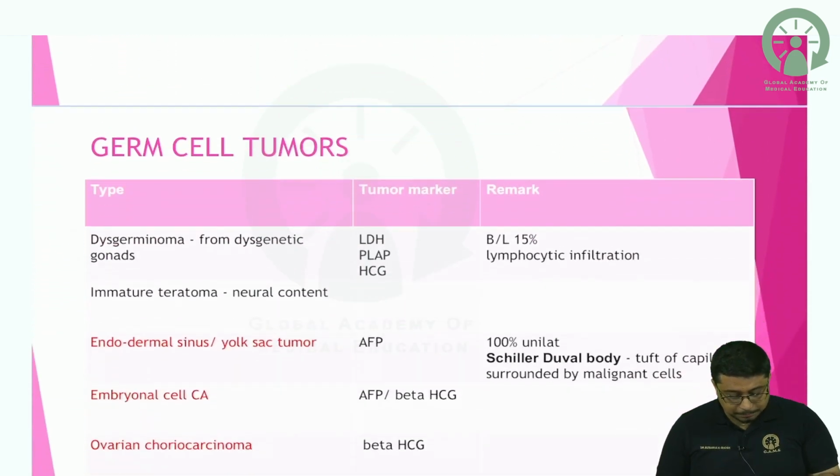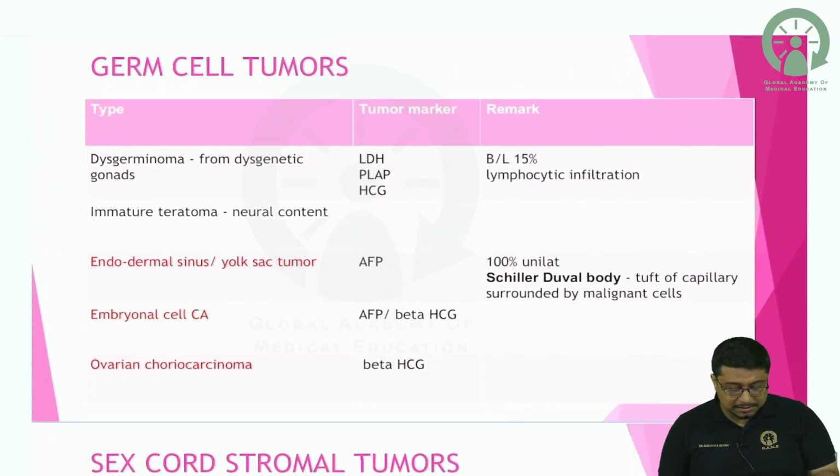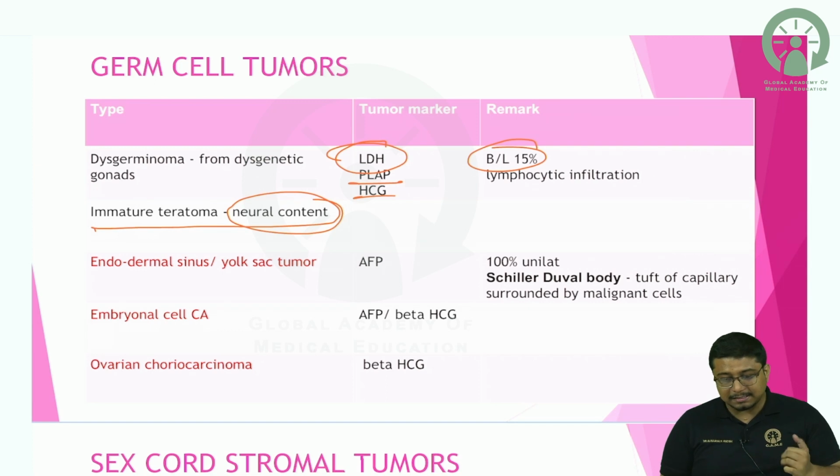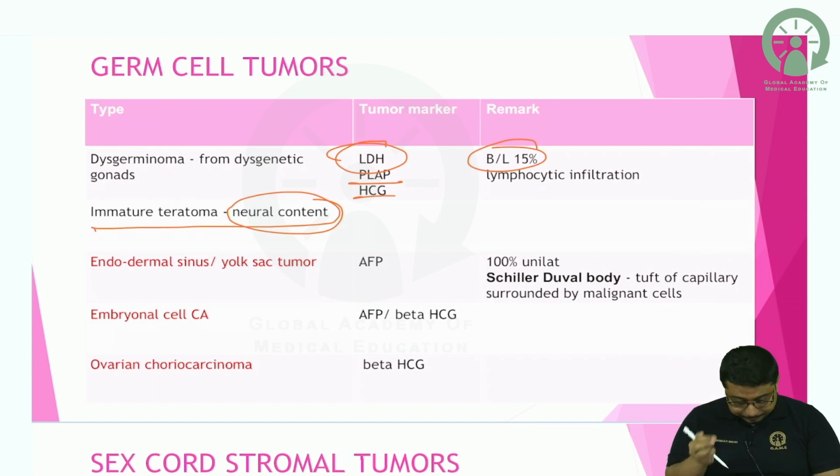malignant transformation. Coming to the other germ cell tumors, dysgerminoma happens from dysgenetic gonads. The marker is mainly LDH, also PLAP and HCG. Remember, 15% of these lesions are bilateral. Then immature teratoma is like a benign cystic teratoma with neural content in it. So in benign cystic teratoma, malignant conversion is not malignant cystic teratoma. Okay, malignant cystic teratoma or immature teratoma is when there is a neural component in it.